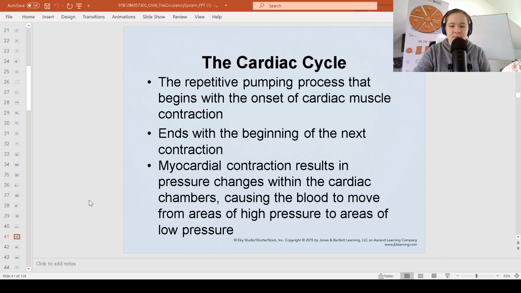The cardiac cycle is the repetitive pumping process that begins with the onset of cardiac muscle contraction and ends with the beginning of the next contraction. Myocardial contraction results in pressure changes within the cardiac chambers, causing the blood to move from areas of high pressure to areas of low pressure.